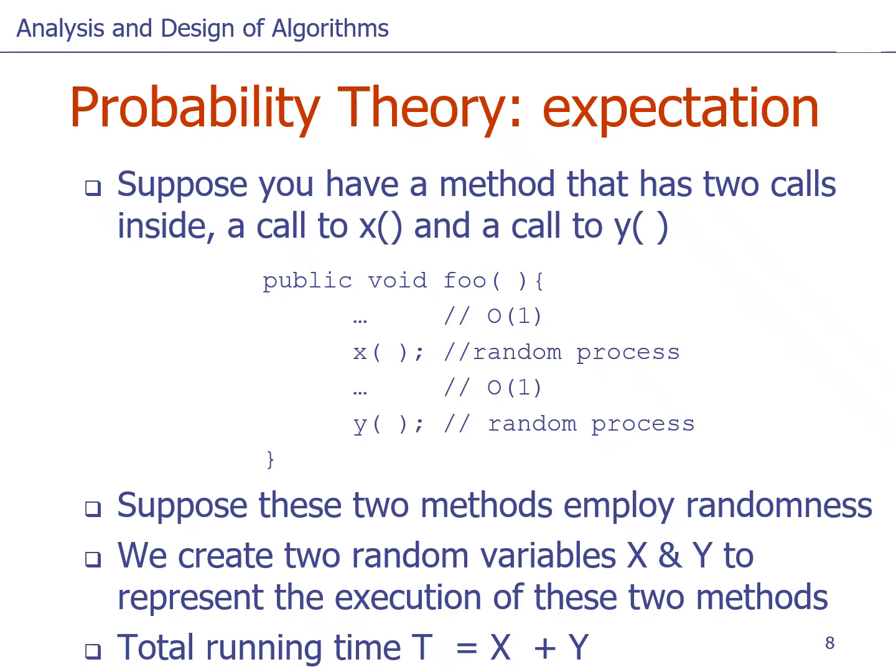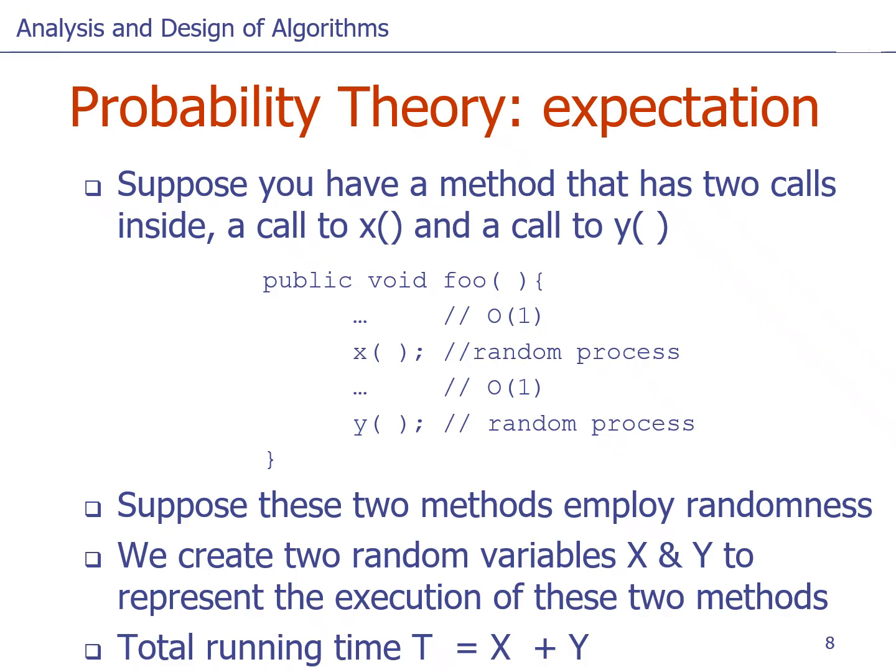Now, suppose you have a method foo that has 2 calls, a call to X and a call to Y. Okay? And suppose X and Y are employing randomness. So if I would like to talk about the performance of foo, the expected value of t, where t is the time it takes to run foo, it's going to be the expected value of X plus the expected value of Y. Okay? Now, this is a very important concept that comes from the probability area. It's called linearity of expectation, and we use it a lot in our analysis.